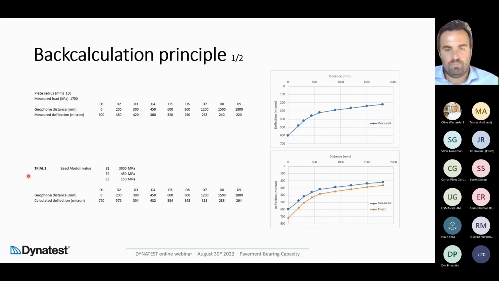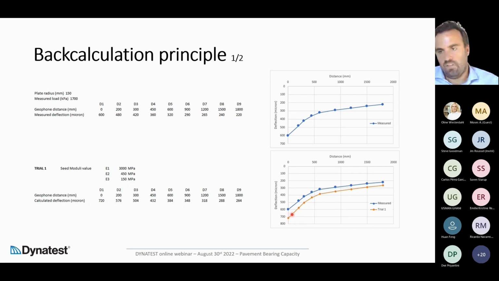As trial one, we enter seed moduli values, because the system has to know the number of layers, thickness, and some seed values of the moduli. For example, we assign to the first layer 3000 megapascal, the second layer 450, and the third layer 150. The software creates a multi-layer system, applies the same load we have specified here, and calculates the deflection for this type of pavement.